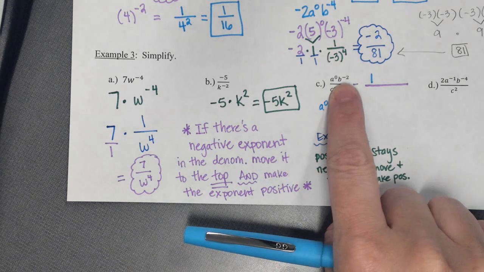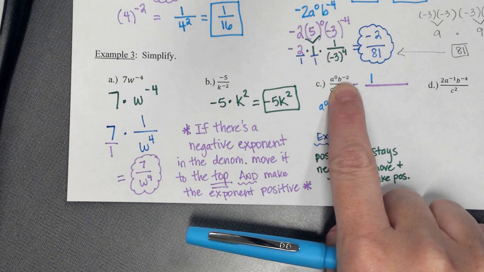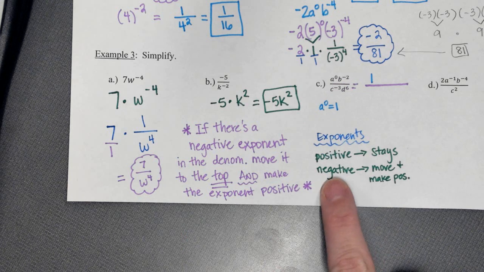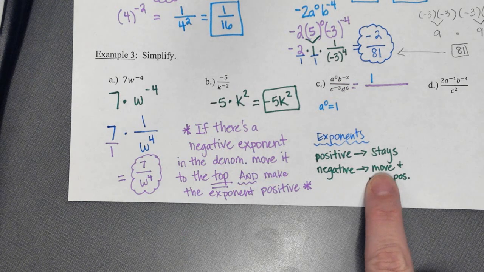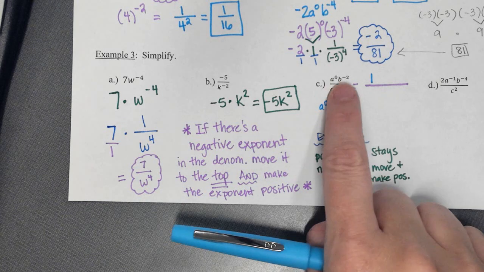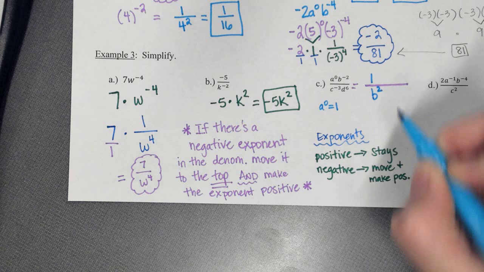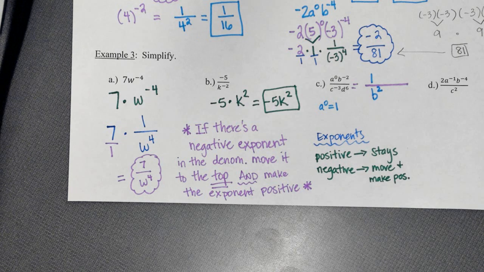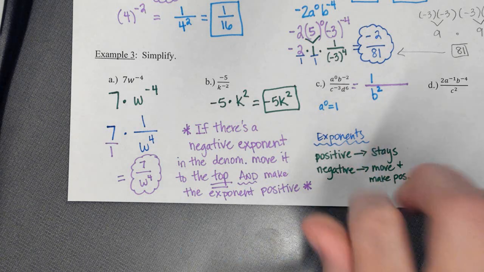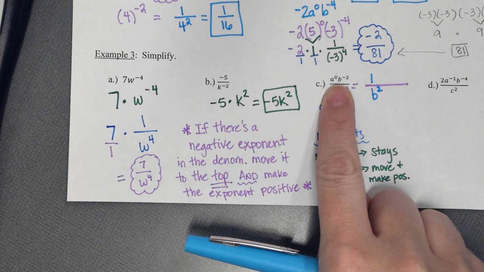Okay, and then the next one we're going to look at is b to the negative 2. So the exponent is negative, so I have to move it and make it positive. So if it's on the top, I'm going to move it to the bottom and make it positive. Okay, any questions about these 2 right here? Because now we're going to move to the bottom.